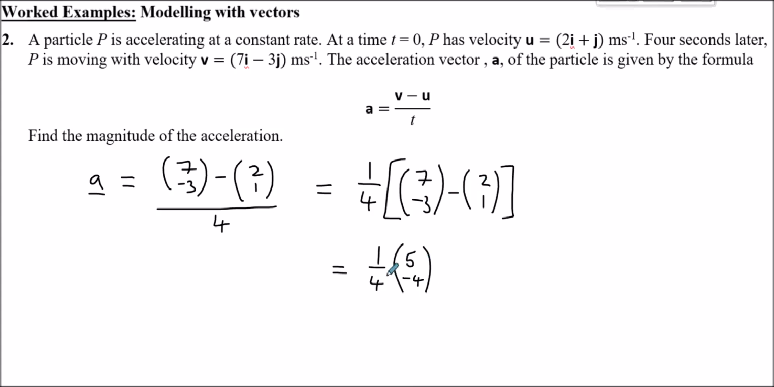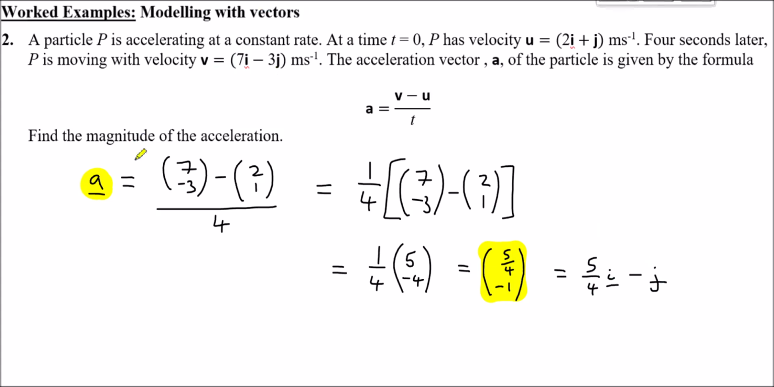Now, when we're multiplying a vector by a scalar, we can multiply the scalar by each of the i and j components. So this is the same as a quarter multiplied by 5, which is 5 quarters, and a quarter multiplied by minus 4, which is minus 1. So in other words, we've worked out what a is. Vector a is this, which, if you prefer, in i and j form, is 5 quarters i minus j.